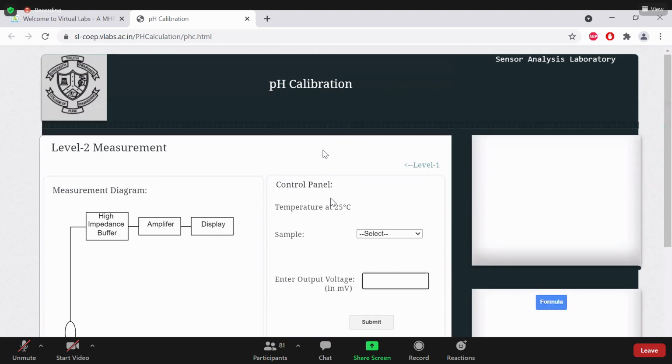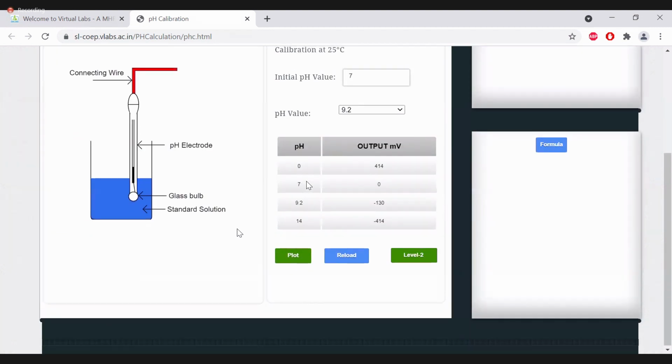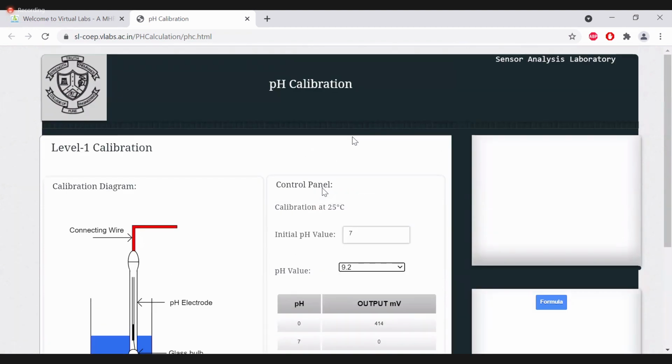And everybody has to upload images for level 1. For pH 4 and 9.2, you have to upload 2 images. By taking 4 as pH value, you can get a plot. And by taking 9.2 as pH value, you will get another graph. Those 2 graphs you have to upload in your Moodle account.